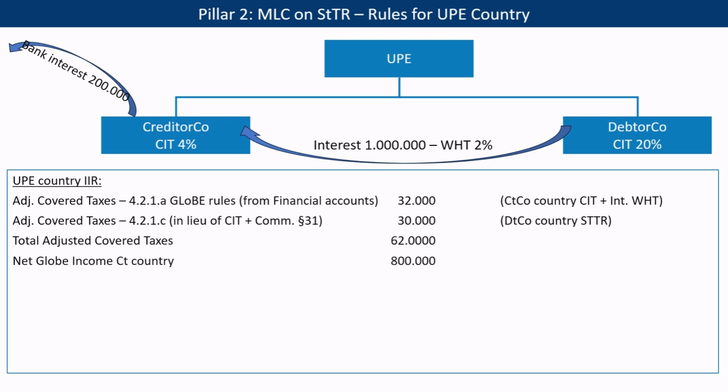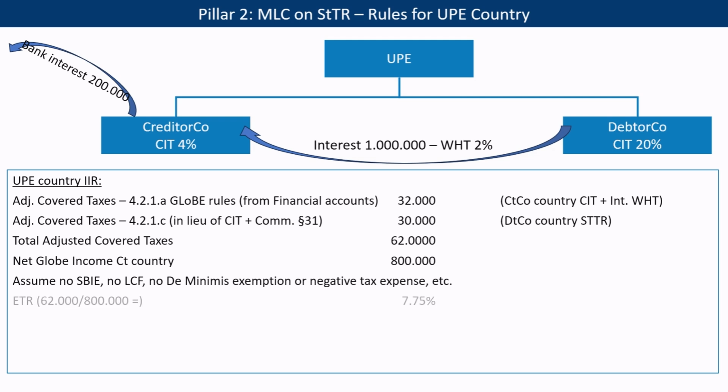Now the net GloBE income, we will assume, remains 800,000 like we looked at before. We will assume there's no substance-based income exclusion, there's no loss carry forwards, there's no de minimis exception that applies, right? This is not 1 million but 100 million, and there's no negative tax expense or loss carry forwards, or tax credits carry forward, etc., at play.